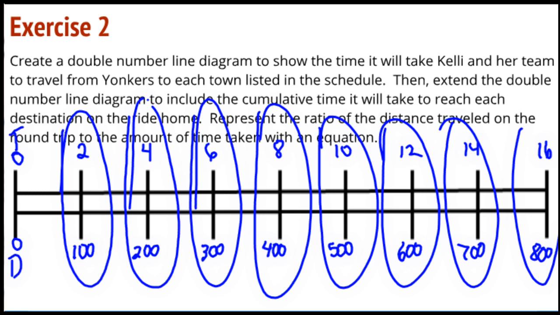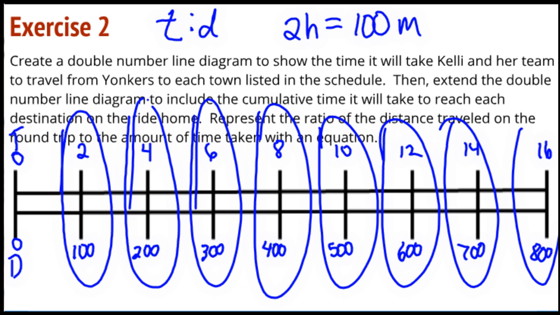Now, it says to represent the ratio of the distance traveled to the amount of time with an equation. So I've got my double number line, and now I need to use my double number line to come up with my equation. Now I know that I'm working with the ratio of time to distance traveled. I know the time is 2 hours, and I know that the distance traveled is 100 miles.